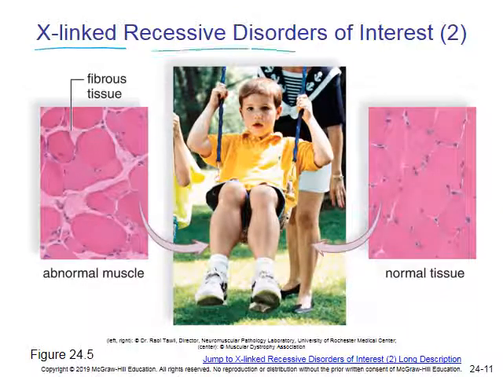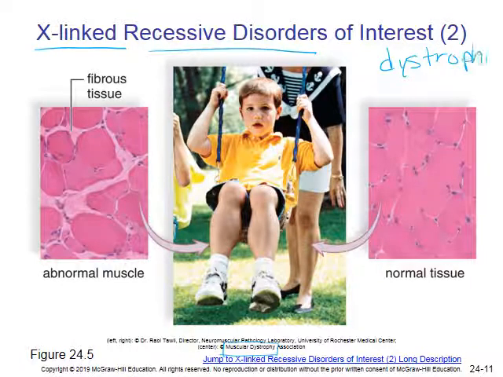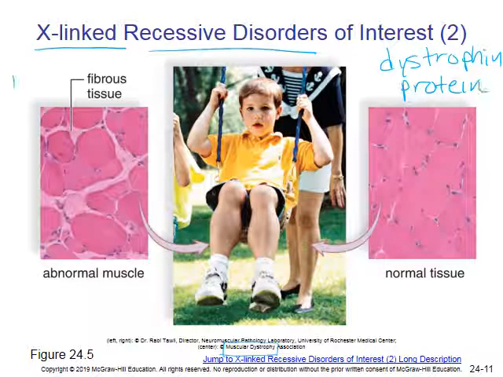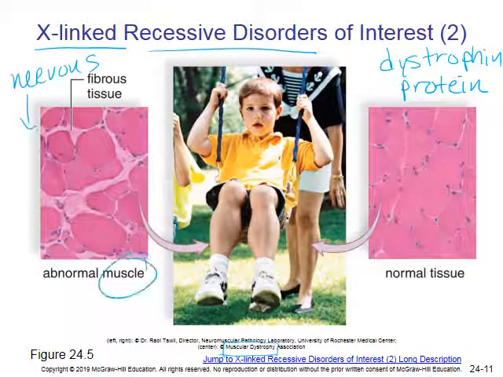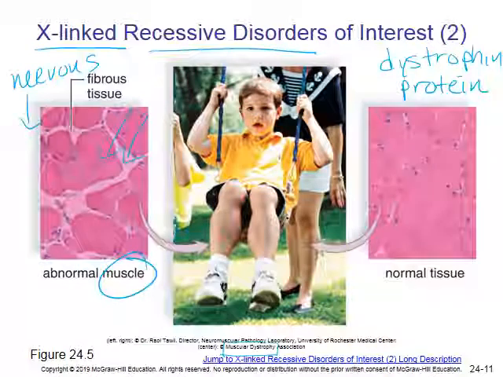Another X-linked recessive disorder that's somewhat common is Duchenne's muscular dystrophy. Basically, it's due to a lack of the dystrophin protein. And that protein helps your nervous system talk to your muscles. And so over time, the muscles start atrophying.